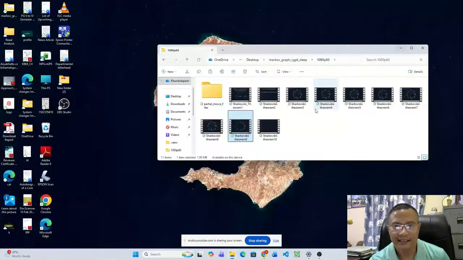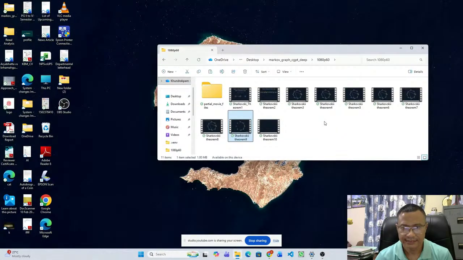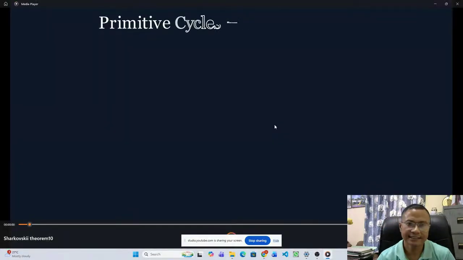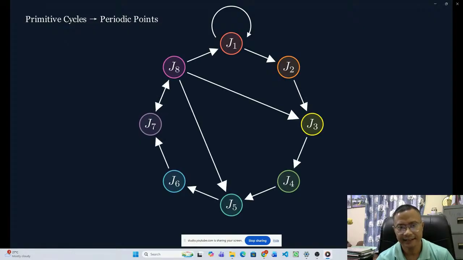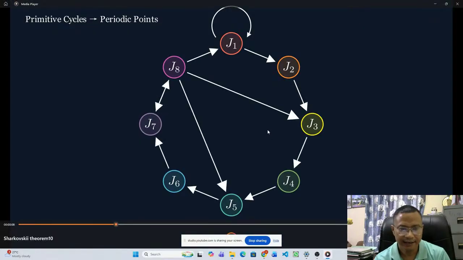And then, how about the others? We can have a primitive cycle of length 1. We can have a primitive cycle of length 2, so there is a periodic point of period 2. We can have a primitive cycle of length 4, so there exists a periodic point of period 4. We can have a primitive cycle of length 6, so there exists a periodic point of period 6. We can have a primitive cycle of length 8, so there exists a periodic point of period 8. But we cannot have a primitive cycle of length 3, 5, or 7.